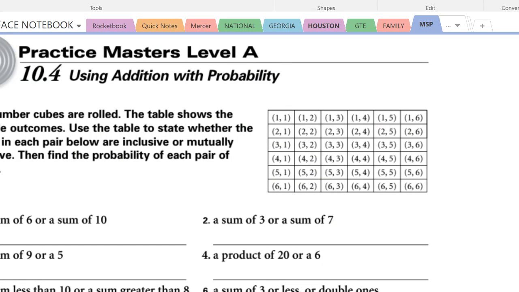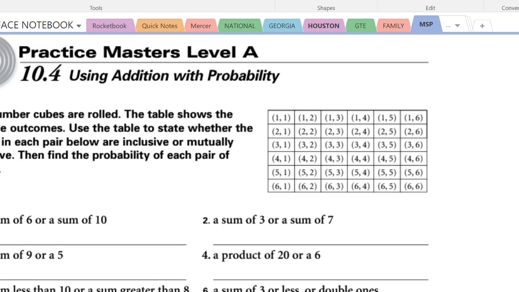This is page number 52, using addition with probability. I want to talk to you quickly about using addition with probability. Essentially, sometimes you have situations where you've got two things you're looking for, and so you have to add up the possibilities if what you're looking for is "or." It has to be either this or that.